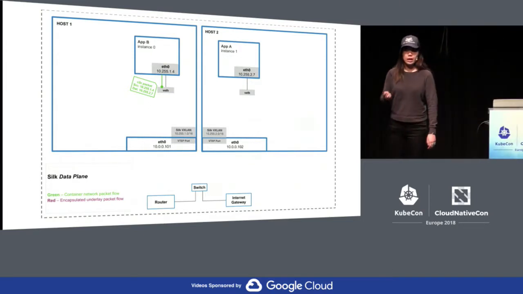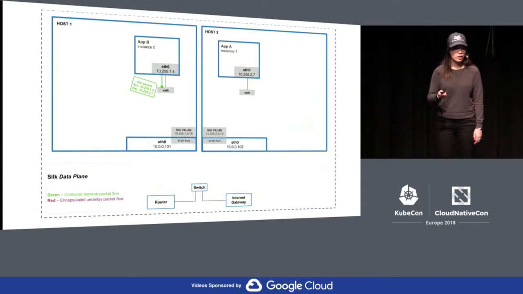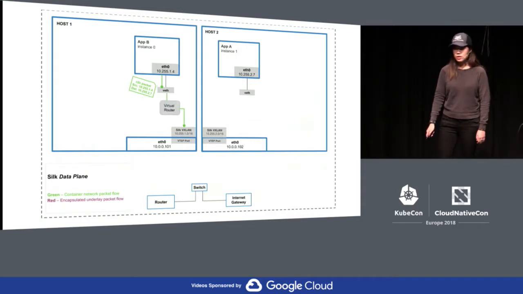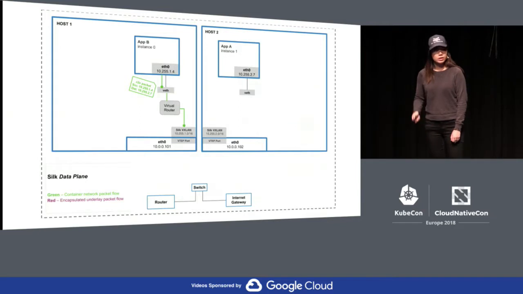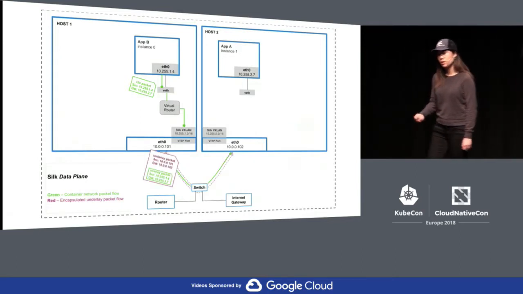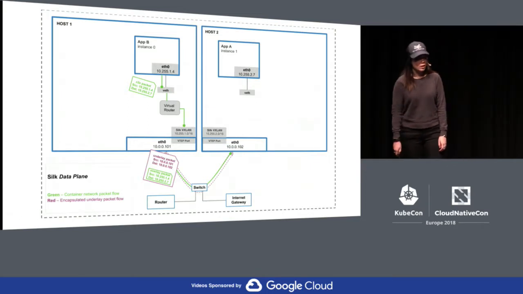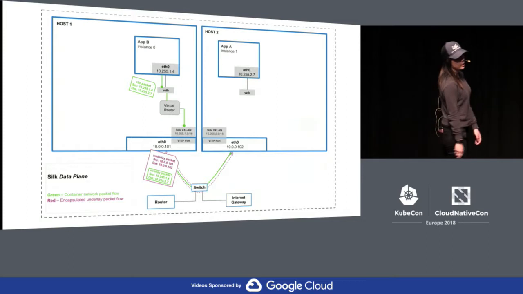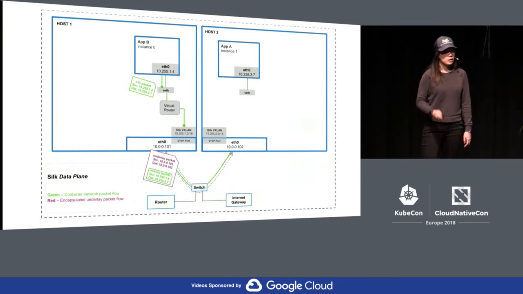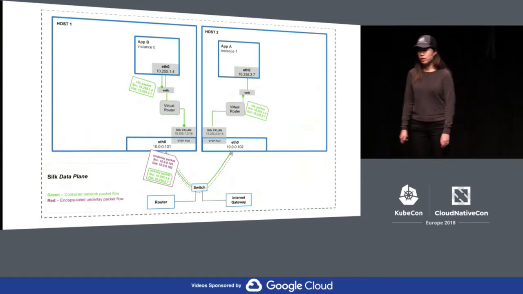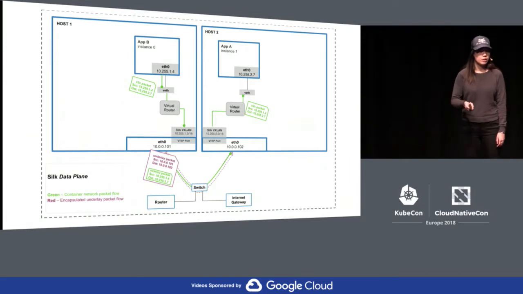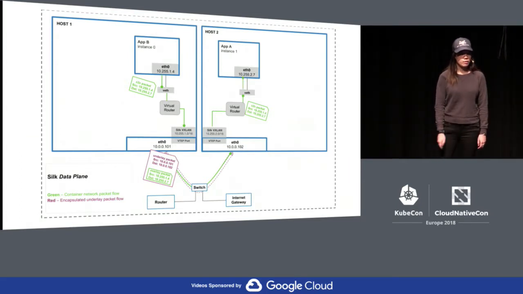In this case, we actually then have this packet virtually routed to the Silk VXLAN, where it's encapsulated in an underlay packet with the source and destination being the source and destination IPs of the host machines. It will then be correctly routed through a switch to the destination host, where it's de-encapsulated and then correctly virtually routed to the destination and forwarded along.